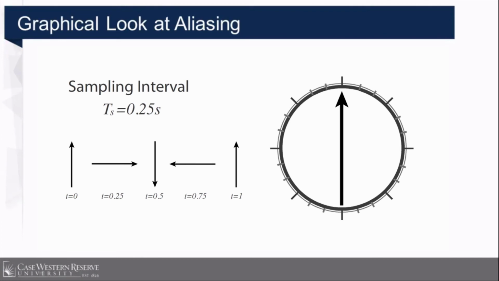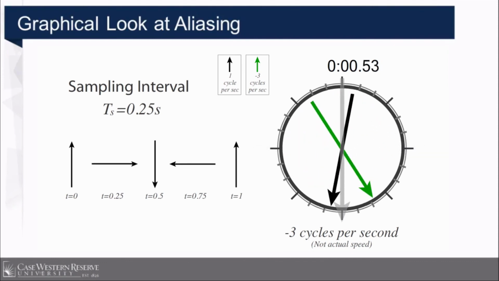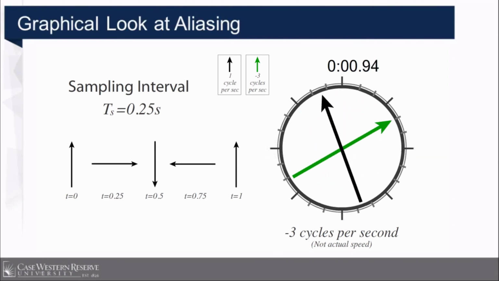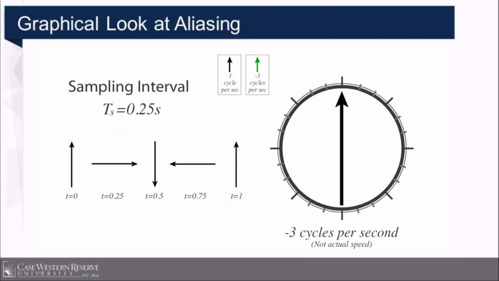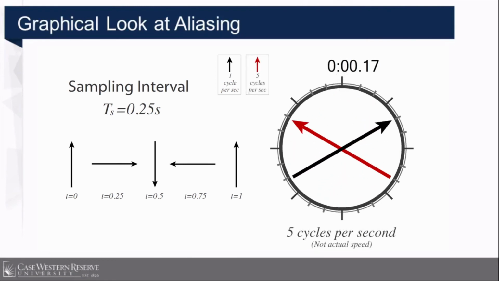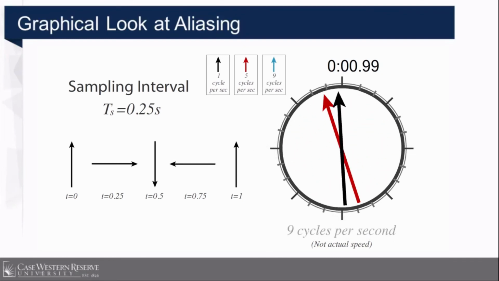So one thing that we could say is that our arrow is spinning at -3 cycles a second, or 3 cycles a second in a counterclockwise direction, rotation to the left. Right? This would give us exactly the same sampled points that I've circled in green. There's no difference between the sampled points between this case and this case. Another option would be that our arrow is spinning in a clockwise direction, but much faster than it actually is. So we could say, for instance, that our arrow is spinning at a rate of 5 cycles per second, or even 9 cycles per second.